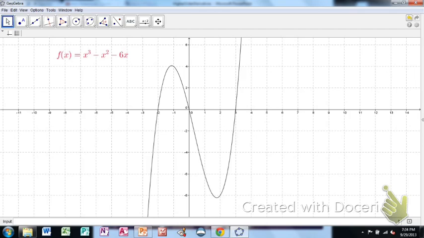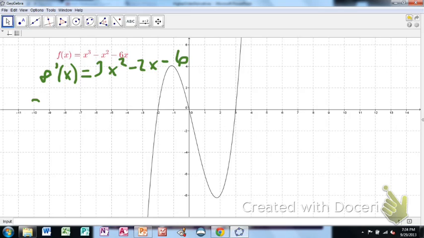Now, what I'm going to do really quickly is just show you how to find the first derivative and the second derivative. Of course, the first derivative of that function would be 3x squared minus 2x minus 6. And you guys know that if you wanted to use that equation, you could use it to find the slope of the function at any given point.